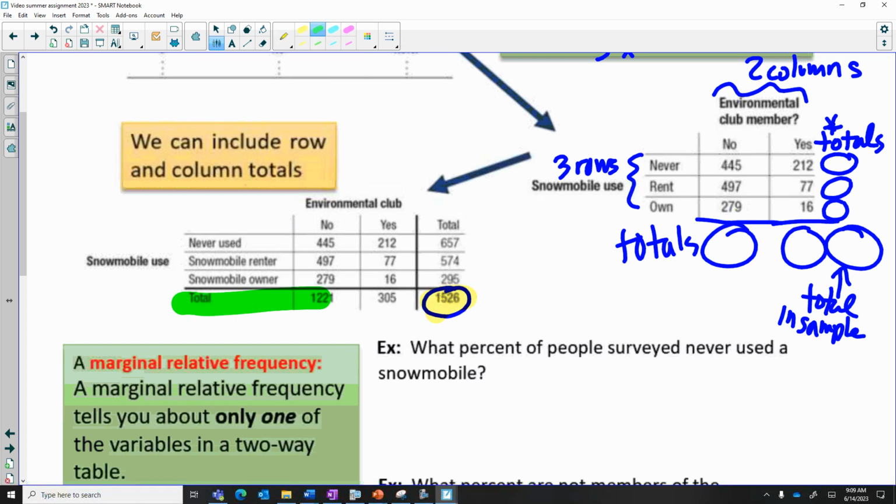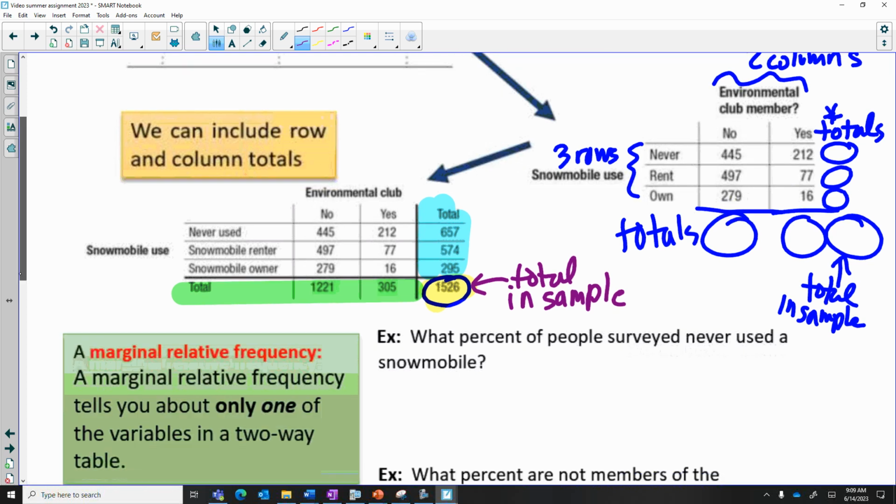And then these other totals are called marginal distributions because they go in the margins. Okay? So the total in the sample, that's what you need to know: write in the totals. If they're not there, you have to find them yourself.